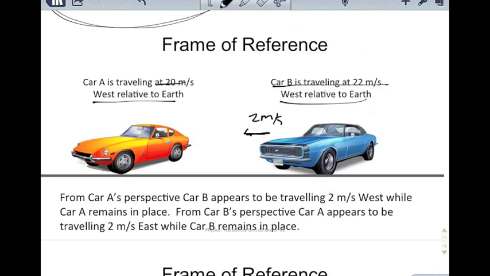But from car B's perspective, if I'm in car B right here, it looks like this orange car is moving backwards at 2 meters per second. So even though it's the same magnitude, it's very different directions depending on where I'm observing the motion from. For these frames of reference questions, it's really important that you draw out the picture so you can see what it's going to look like from a certain perspective.